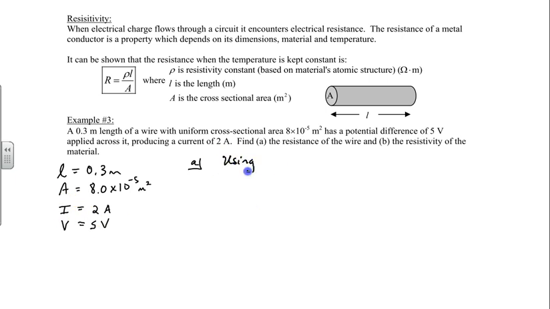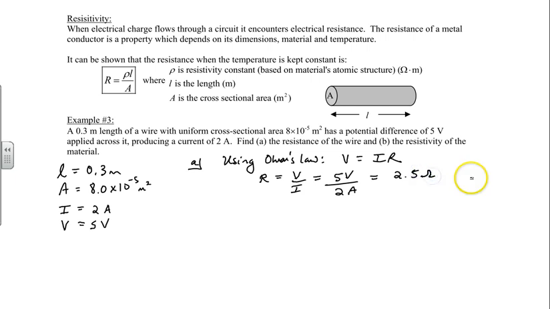So using Ohm's law, we have voltage equals current times resistance. So our resistance would be equal to V over I. That's 5 volts divided by 2 amps, which gives us 2.5 ohms.